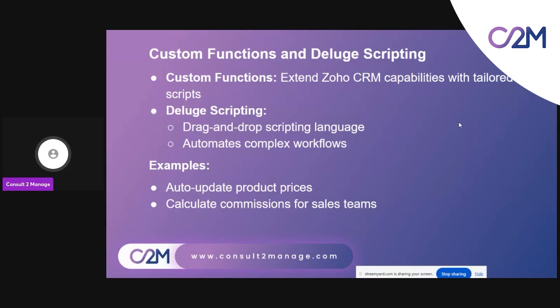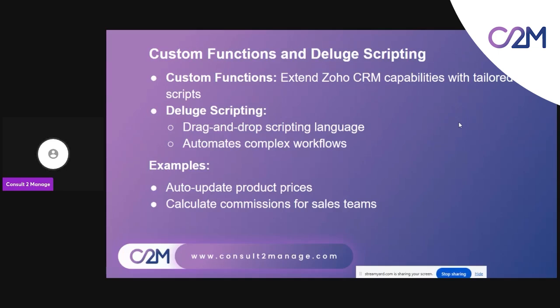Now, this is one of the hottest things when it comes to customization in CRM, because without custom functions and Deluge scripting, you can't really do anything in the CRM. So we have custom functions and we have Deluge scripting. With custom functions, we can extend Zoho CRM capabilities to tailor scripts. With Deluge scripting, as we know, every platform has its own language in which we can customize or code. Same goes here. We have Deluge as a coding language in the Zoho ecosystem.